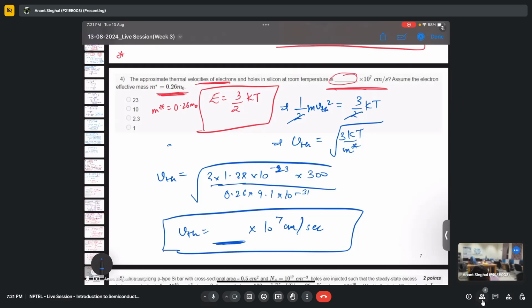Okay, so let me solve. So this is 3, around 4, it's around 12, 48, 9. So this will come to something like 2.3. So I'm assuming this will come out to be 2.3. So option C is the correct answer.